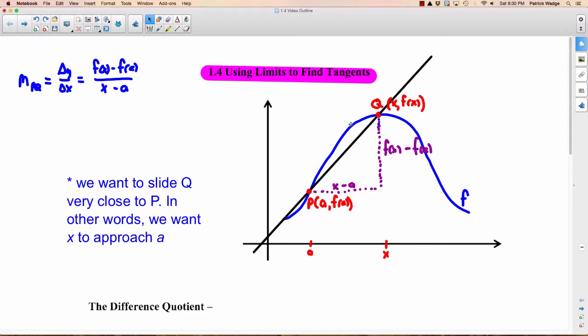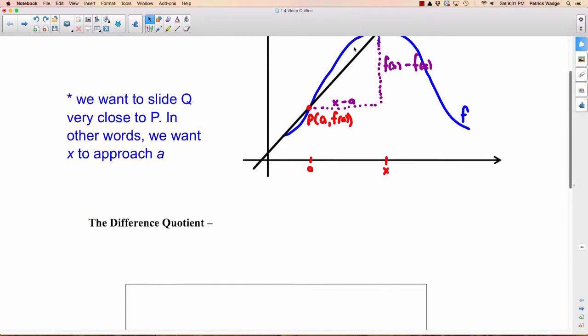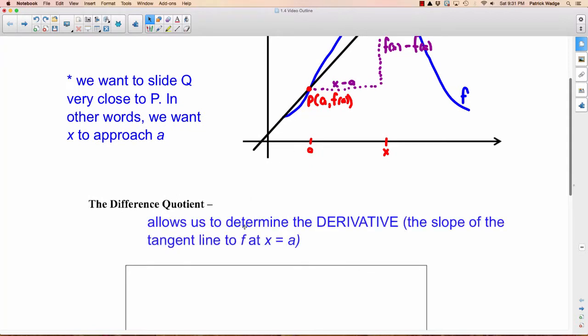And the closer Q gets to P, the secant line is going to get closer and closer to the tangent line, right? And that's actually what we're interested in. We want to figure out the slope of the tangent line. So this brings us to something called the difference quotient. The difference quotient allows us to determine the derivative. Here's a word you're going to hear many times in this course. The whole course is almost about derivatives. And a derivative is the slope of the tangent line of f at x equals a.